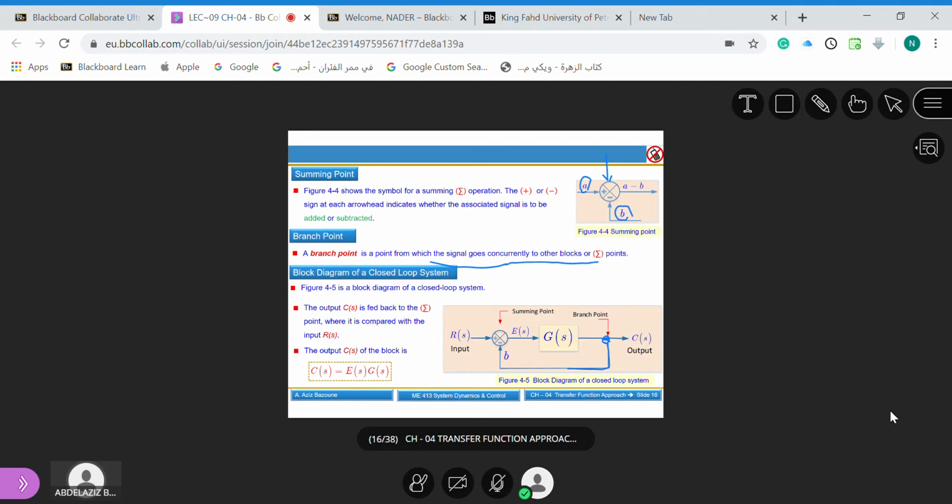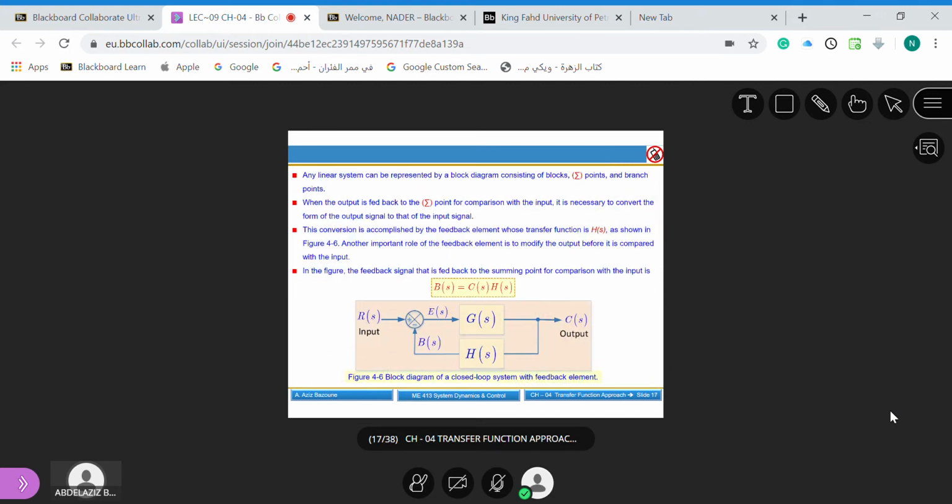So if you want to calculate E here, what is E of S? E of S will be simply R of S minus B of S. And C of S, the output, will be equal to the transfer function G of S times the summing point signal E of S.